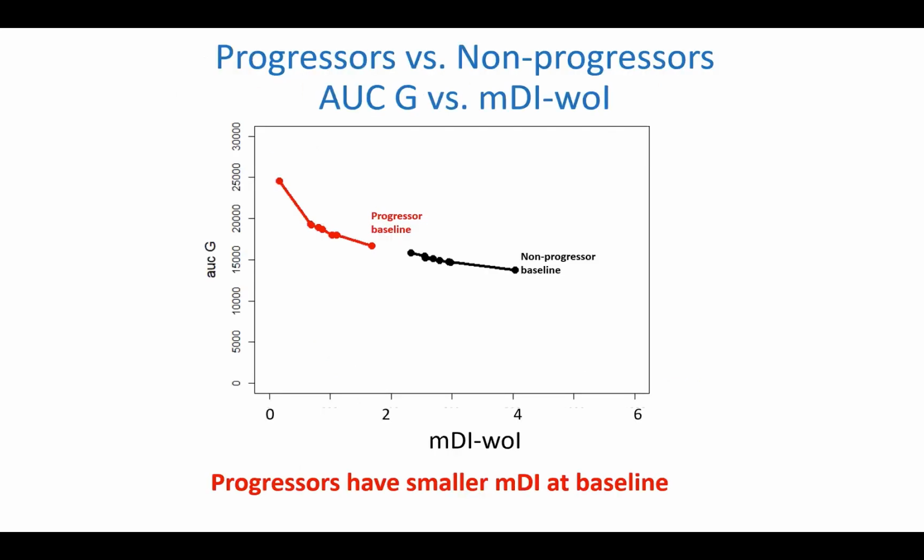To support those ideas, I plot MDI on the x-axis and AUC glucose or mean glucose on the y-axis. So two groups: the red one is the progress group and the black one is the non-progress group. Their baselines are different at MDI, and also different in AUC glucose, but not that much. So we might guess a cut point or optimal point of MDI lies between here.